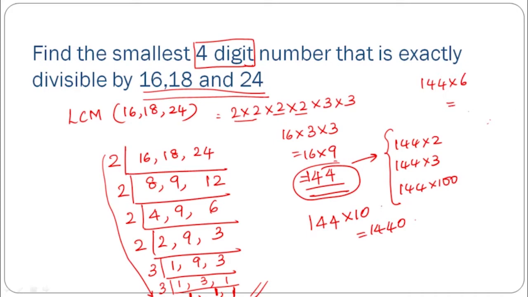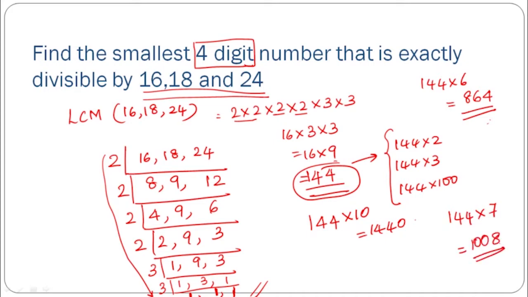I have to find out the smallest 4-digit number which is exactly divisible by these three, or I have to find out a multiple of 144 near 1000. So I'm just doing 144 multiplied by 6. 144 multiplied by 6 is 864. Similarly, if I do 144 multiplied by 7, what do I get? I get that as 1008.